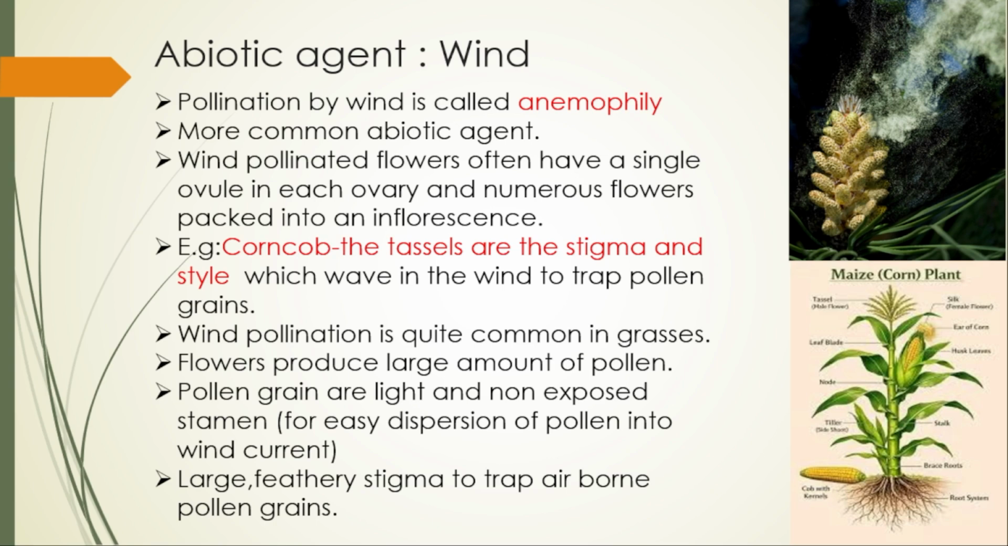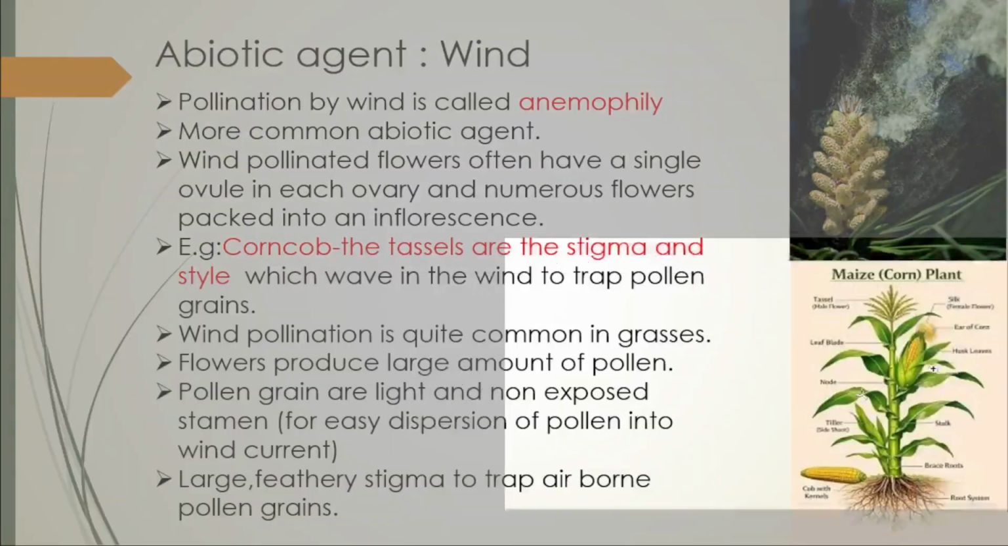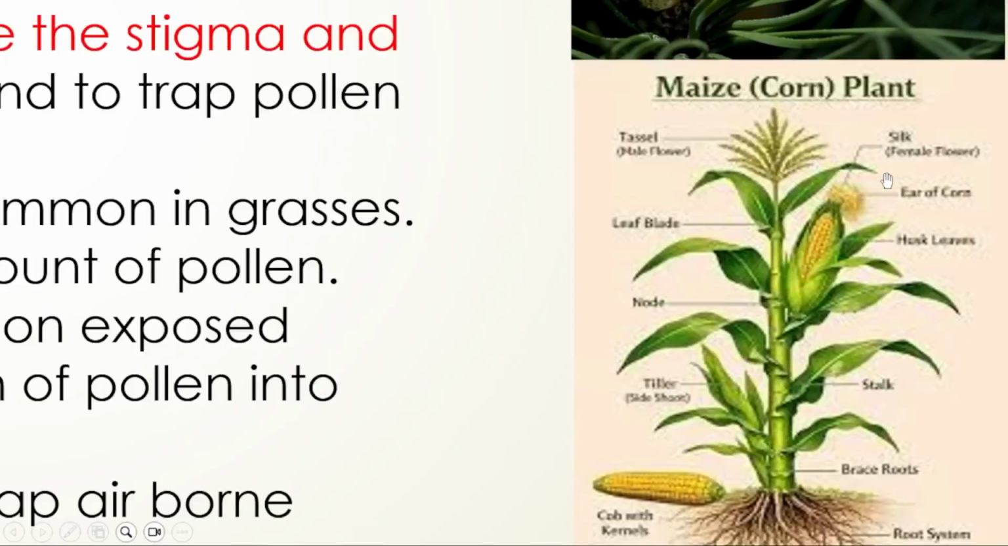the possibility of fertilization is there. That's what it is. Okay, an example for that is the corncob tassel, or the stigma and style, which wave in the wind to trap the pollen grains. Corncob, let me show you here. See this one, ears of the corn. Whenever you eat corn, you will see golden thread-like structures. Yes, that is nothing but the style and stigma of the flower.